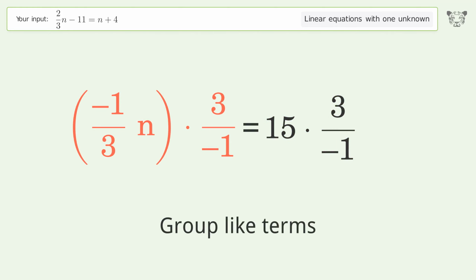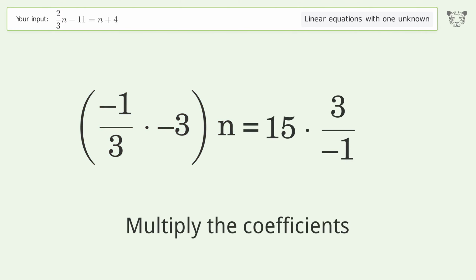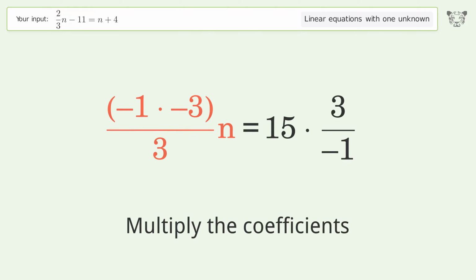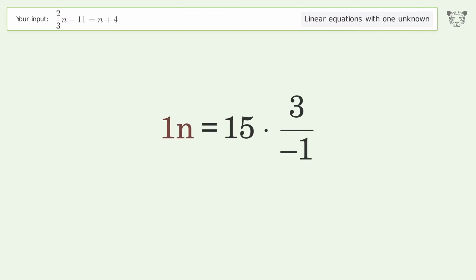Group like terms. Multiply the coefficients. Simplify the arithmetic. And so the final result is n equals -45.